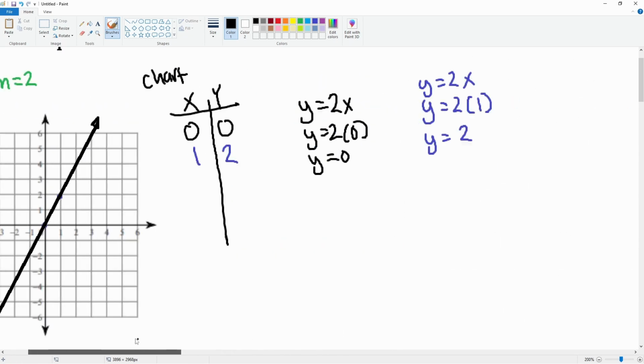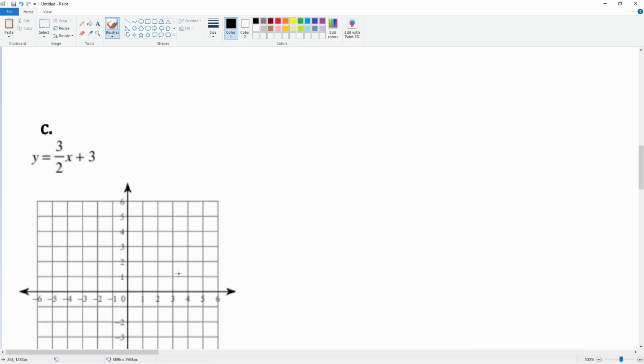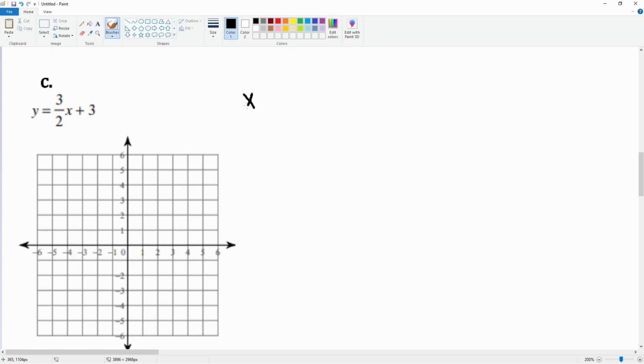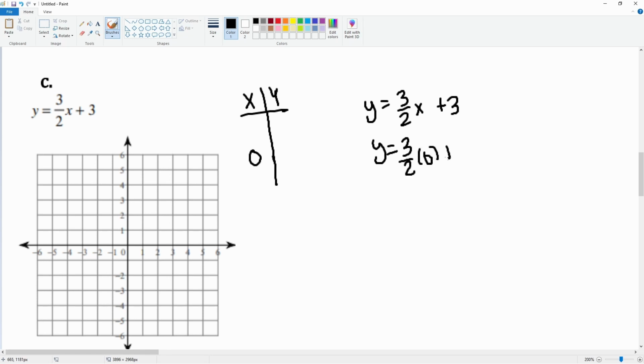And then let's now look at question B. Okay, let's make our chart. X, y. We always like to plug in 0 first. Y is equal to 3 over 2x plus 3. We plug in a 0 for the x. 3 over 2 times 0 is just 0, so it just becomes 3. This cancels. Y equals 3.